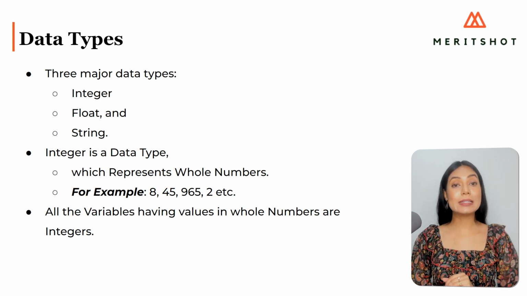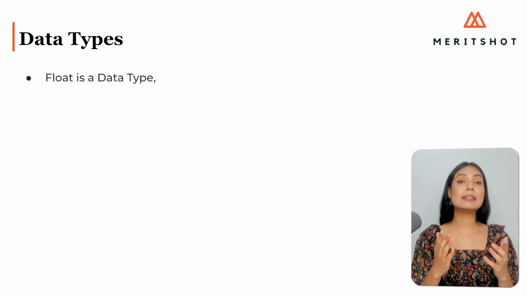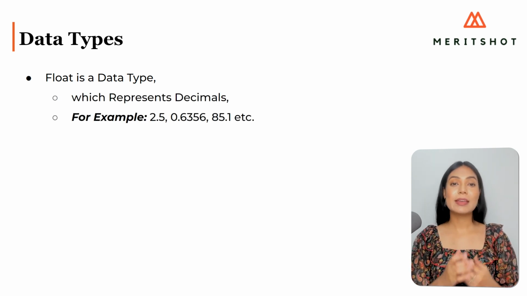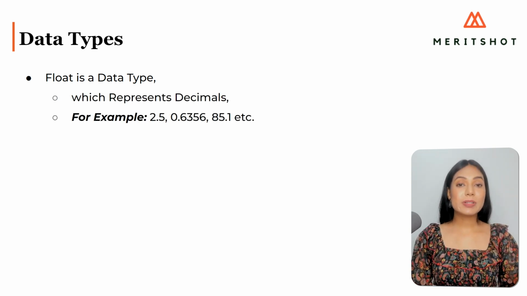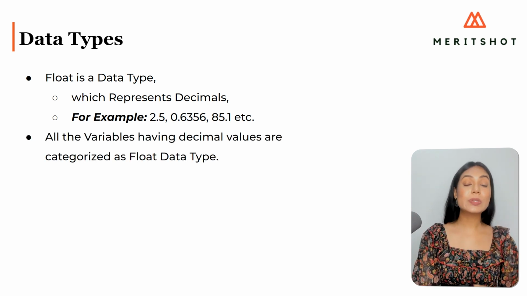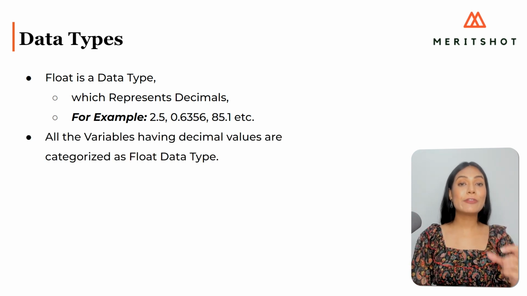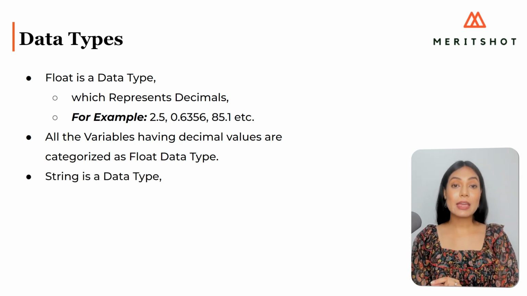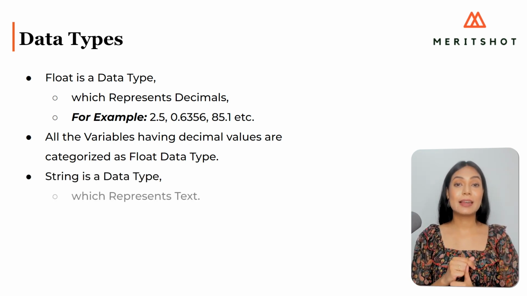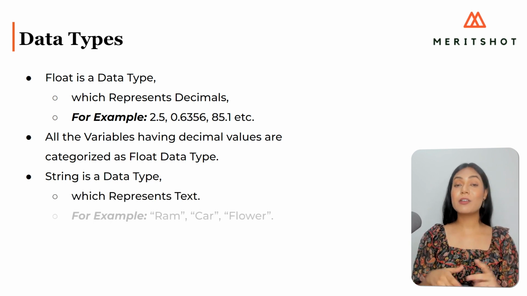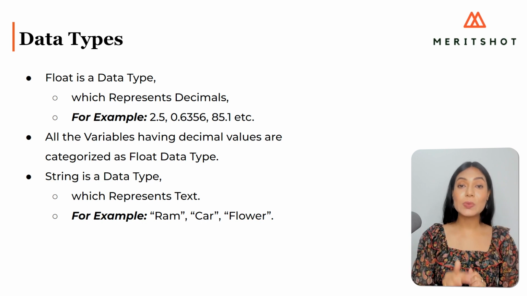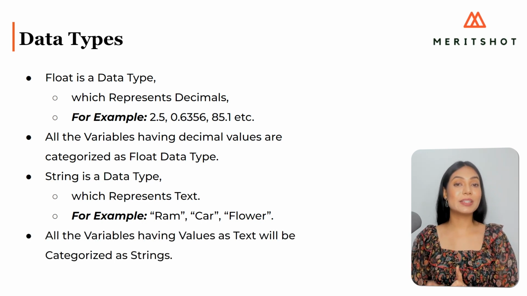Similarly, float is a data type which represents decimals like 2.5, 85.1, etc. So all the variables having decimal values are categorized as float data type. String is a data type which represents text like Ram, car, flower, which means all the variables having values as text will be categorized as strings.